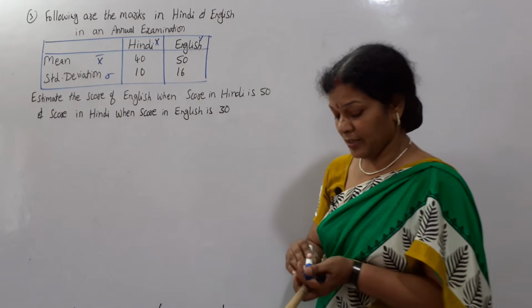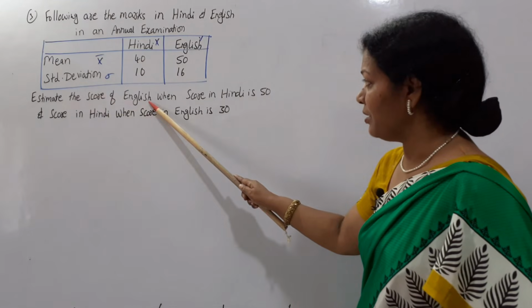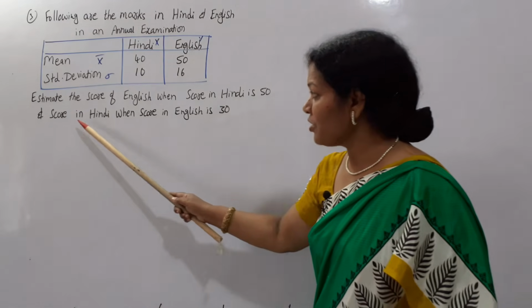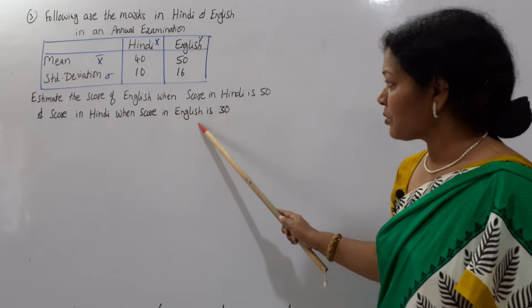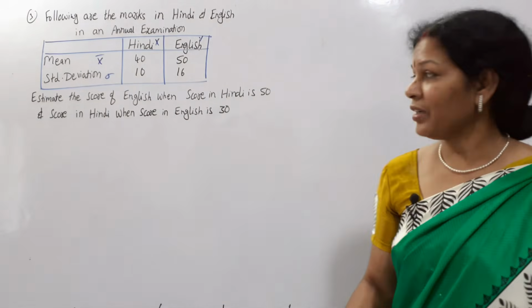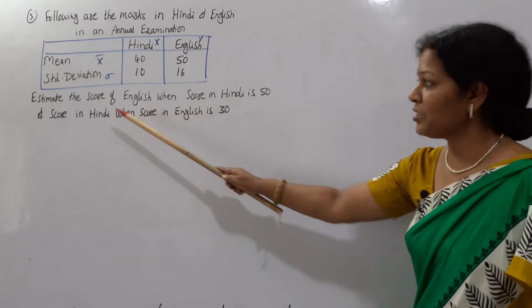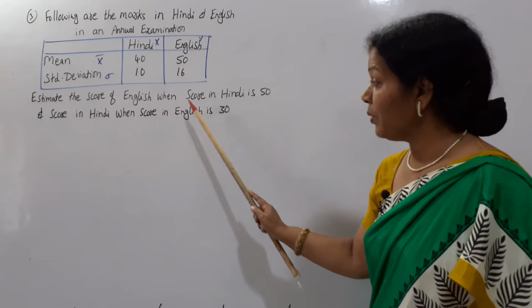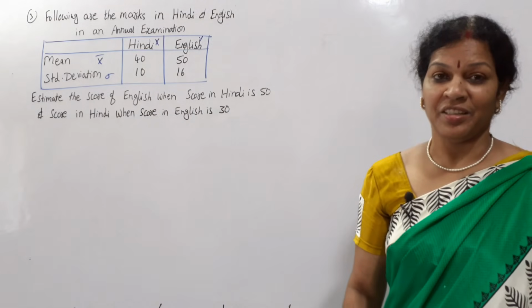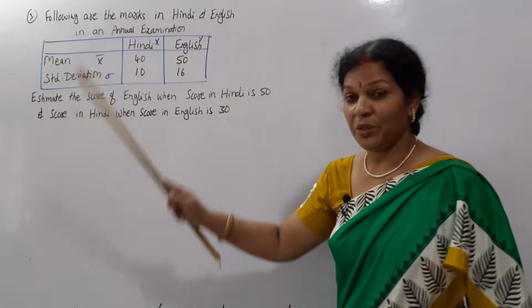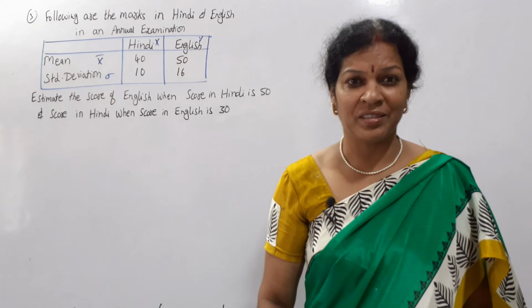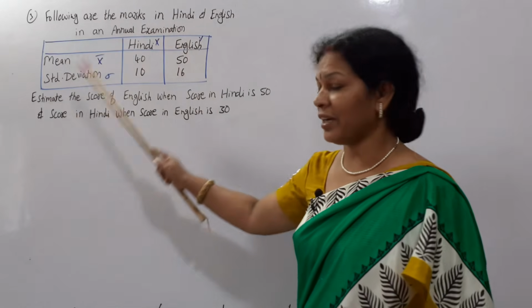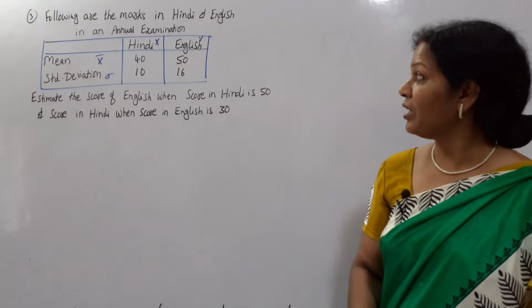Now what they are asking: estimate the score in English when the score in Hindi is 50, and the score in Hindi when the score in English is 30. If the score in Hindi is 50, estimate the English score. When the score in English is 30, you have to estimate the score in Hindi. Did they say anywhere X on Y or Y on X? Did they use the word regression? No.